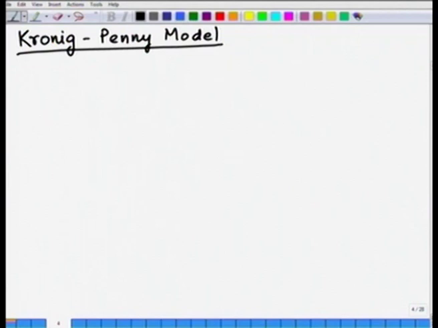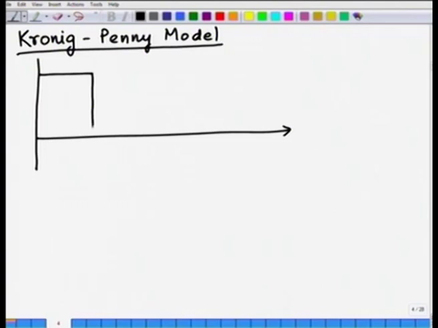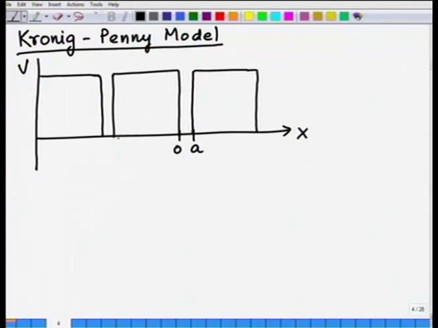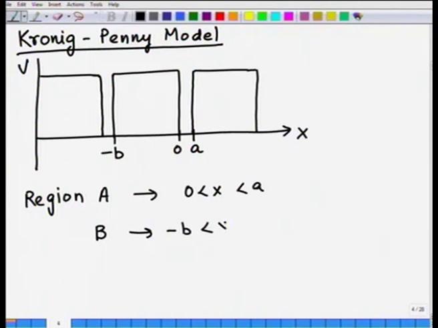This form of potential is called the Kronig-Penney model. Let me replot this right here one more time. This is the potential, and let us now call this the x direction instead of the r direction, because now this is only one dimension. Here this is 0, this is A, and right here is minus B. Let us call the region from 0 to A region A, and the region between minus B and 0 region B. These are the two regions we are going to talk about.